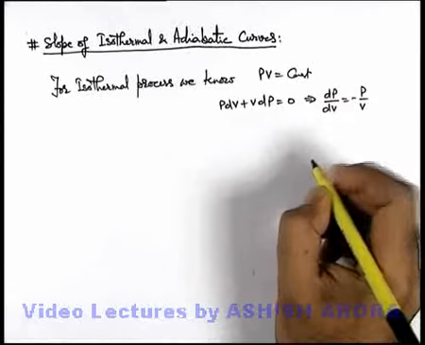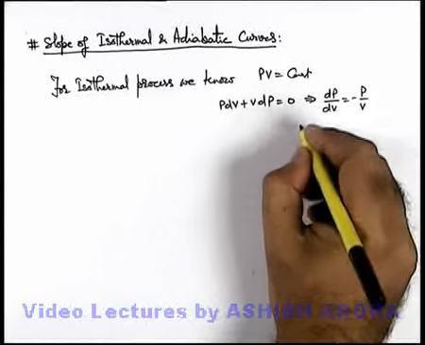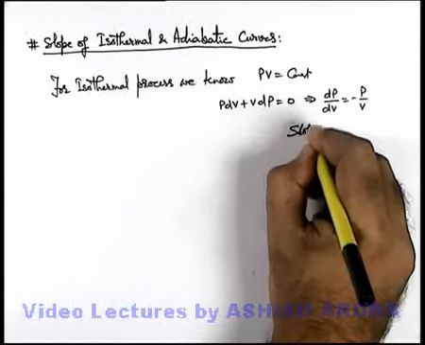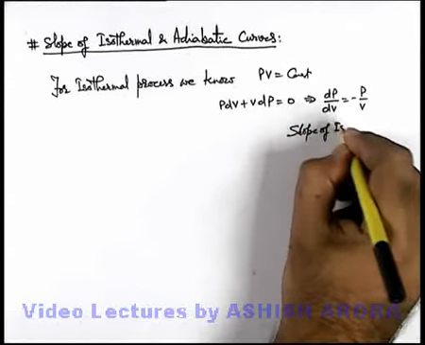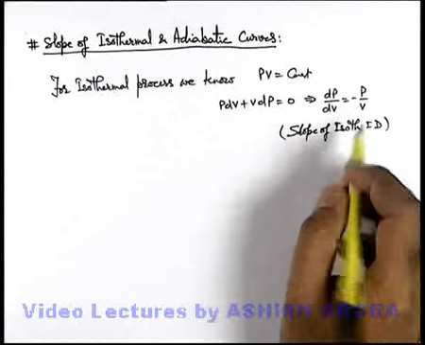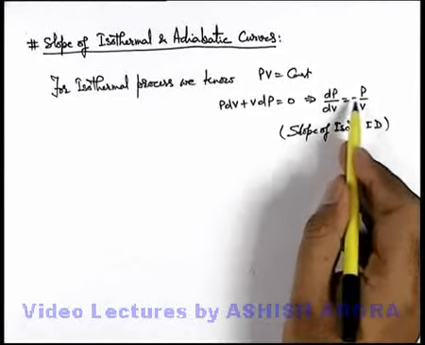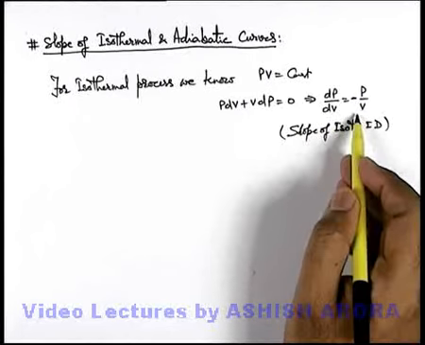So this dP by dV can be written as the slope of the isothermal indicator diagram. This is the slope of isothermal ID. That means tan theta of the isothermal indicator diagram is minus P by V.